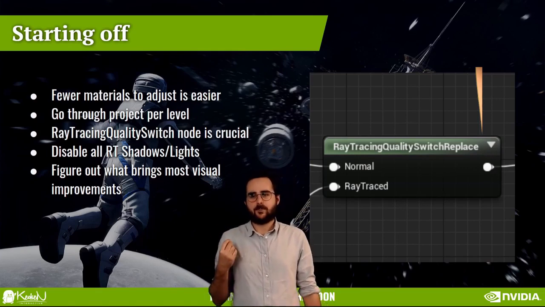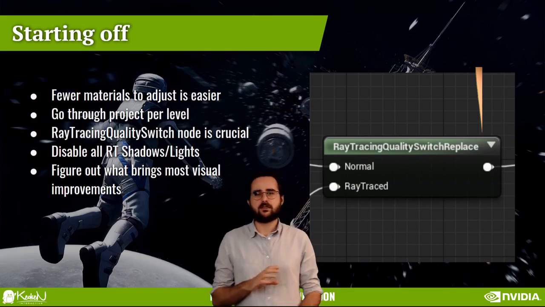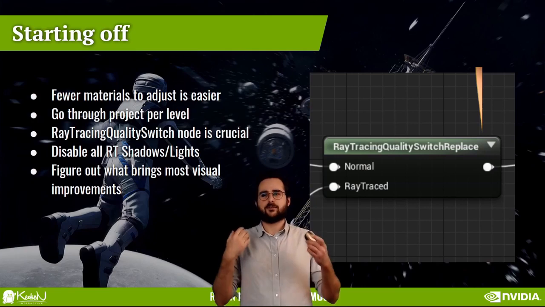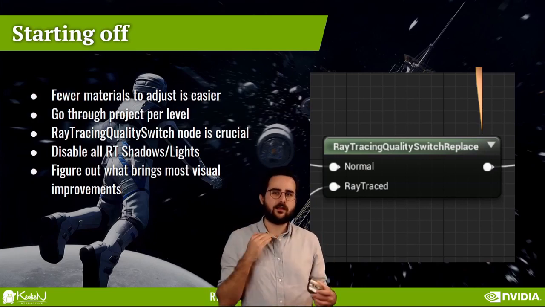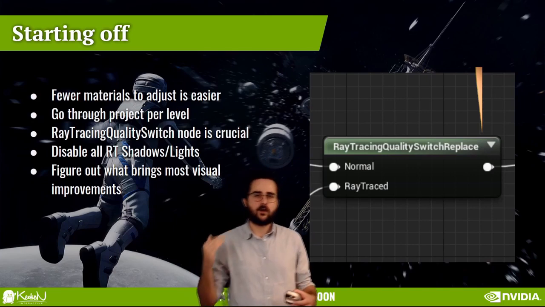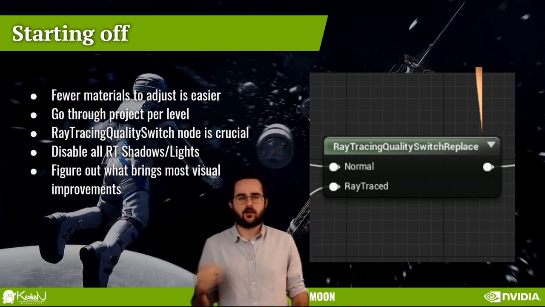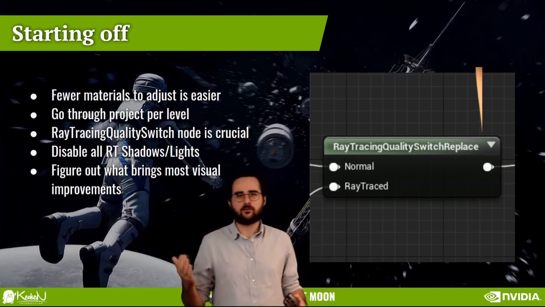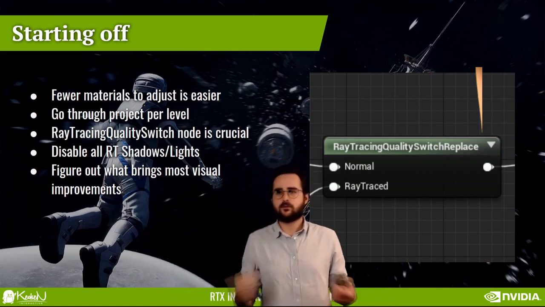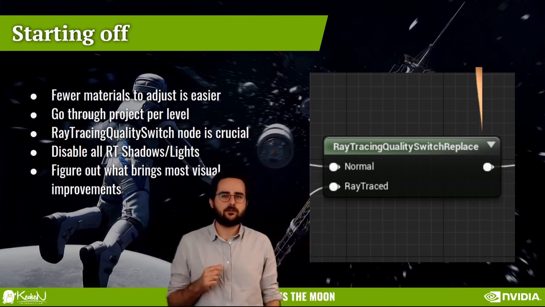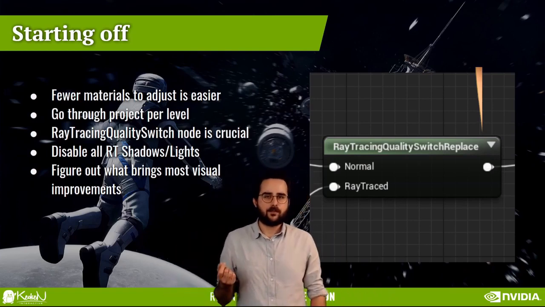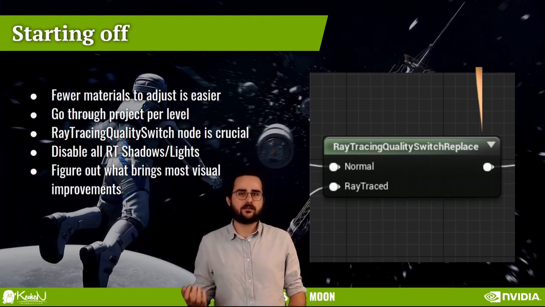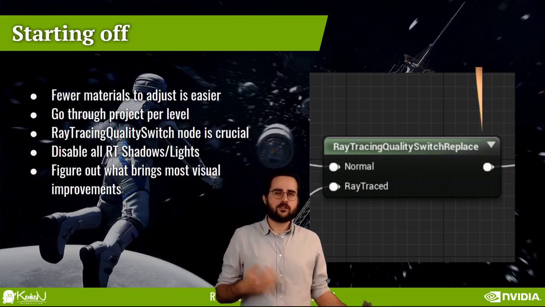The next step is to just disable all ray traced shadows and lights to start off, because that gives you a base idea of what the performance can be and in which scenes you have the budget to actually enable ray traced shadows, possibly for area lights, because you need to find out what brings the most visual improvement. Some scenes might not need certain aspects. For example, ambient occlusion and global illumination are baked in our game, so we had very little to gain from using ray traced global illumination and ray traced ambient occlusion. So we chose to not use those.